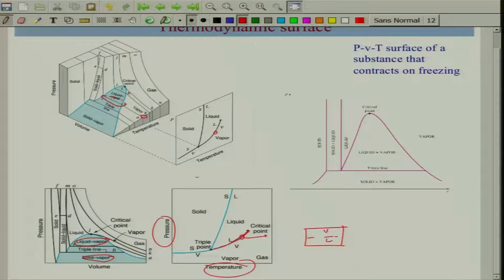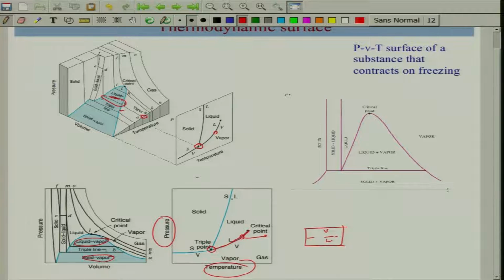You can consider this to be the two-phase region. Similarly, this single point corresponds to the triple line, which on the PT diagram will be a simple triple point. This is the point where basically three phases coexist. So again, let me go back here: this is the saturated vapor line. Then you have the solid-liquid fusion line, and then you have the solid-vapor line, which is often called the sublimation line.